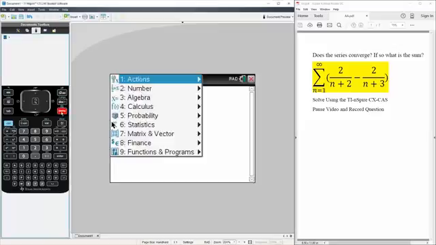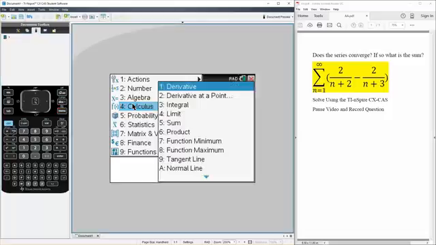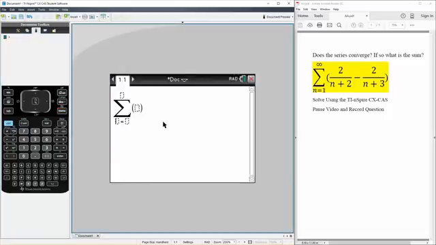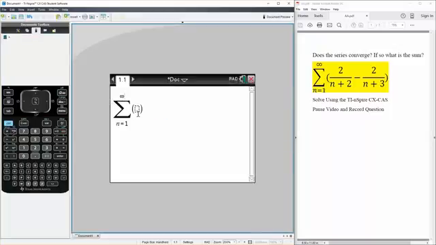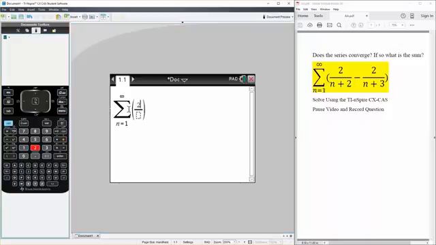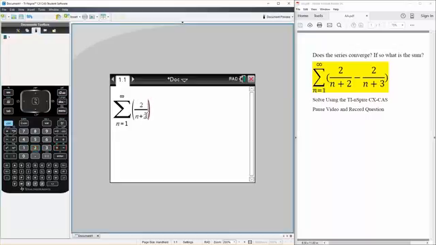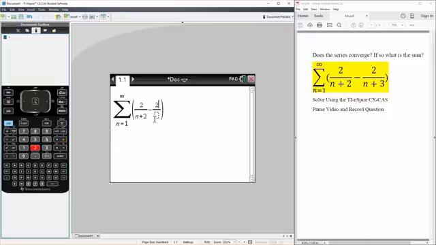you simply hit menu, calculus, sum. We have n is equal to 1, and it goes all the way to infinity. So control book, infinity, and now we write what we have. So we have 2 divided by n plus 2 minus, we have 2 divided by n plus 3.